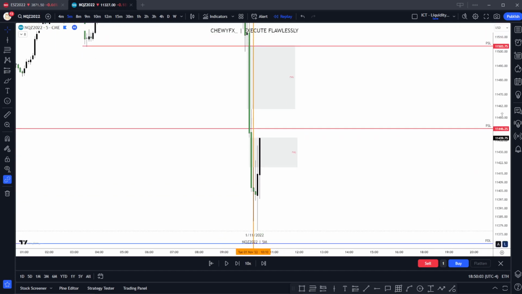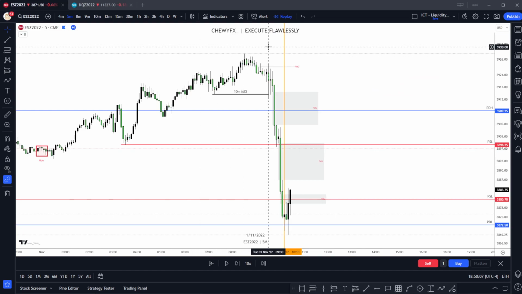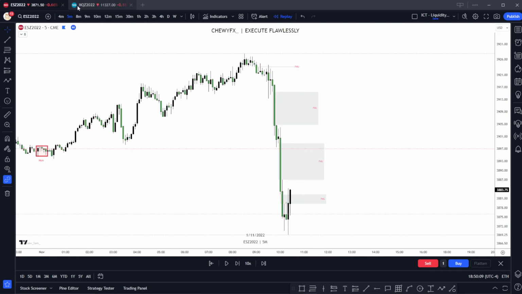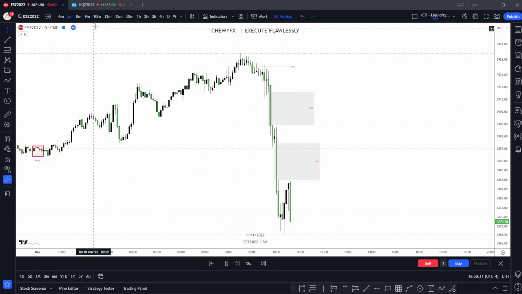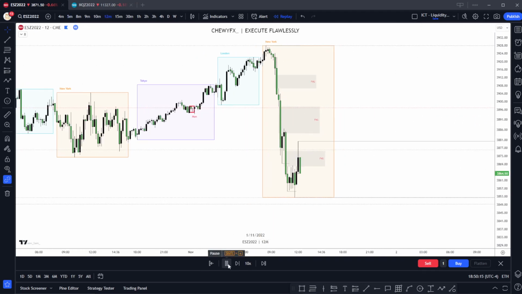Okay, well, that is the same thing for NASDAQ. So with that being said, no trades for Tuesday, November the 1st. So let's move forward to Wednesday.